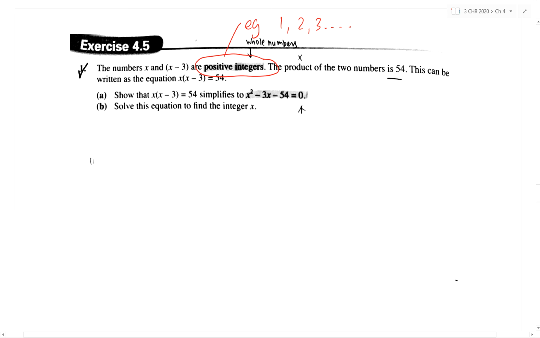The product of these two numbers is 54. What does product mean? Times, yes, okay. So I take these two numbers and multiply them together. What should I obtain? The answer is 54. Now I can write down whatever I just mentioned: the first number times the second number is equal to 54. Please write this down. The product of these two is 54.